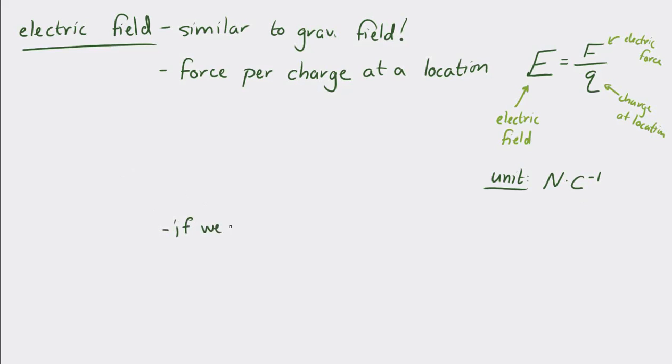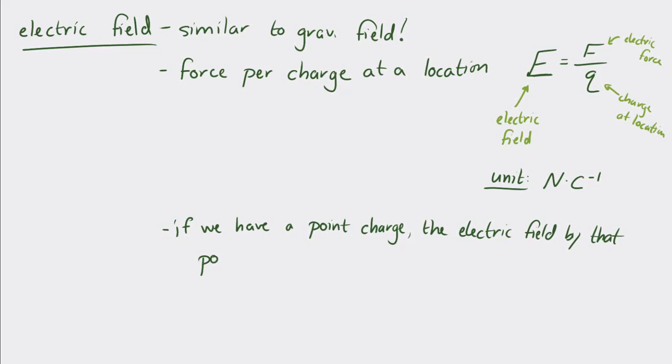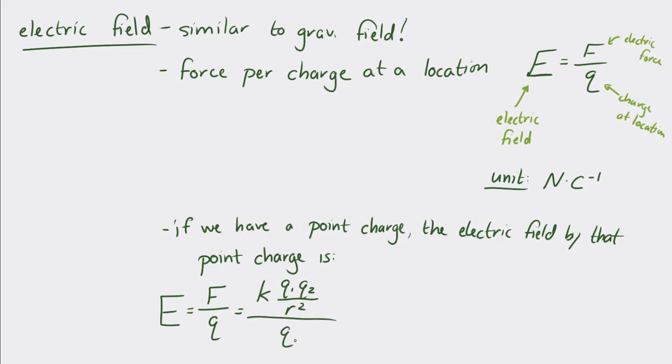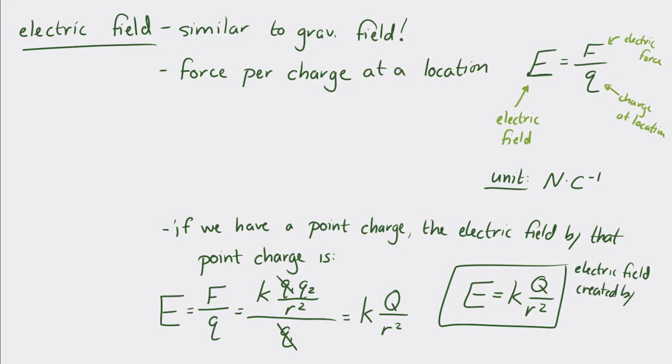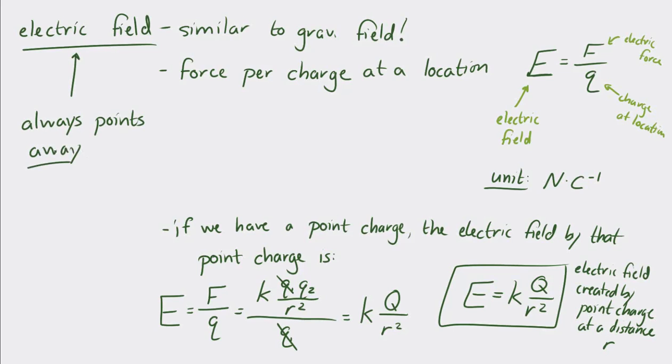If we have a point charge, the electric field that's created by a point charge, well, we have an equation for the force caused by a point charge. It's K Q1 Q2 over R squared. And if we put that into the electric field equation, we can get an expression for the electric field caused by a point charge. It's KQ over R squared. Now, another thing that we can say about the electric field is that it always points away from a positive charge, and it points toward a negative charge.